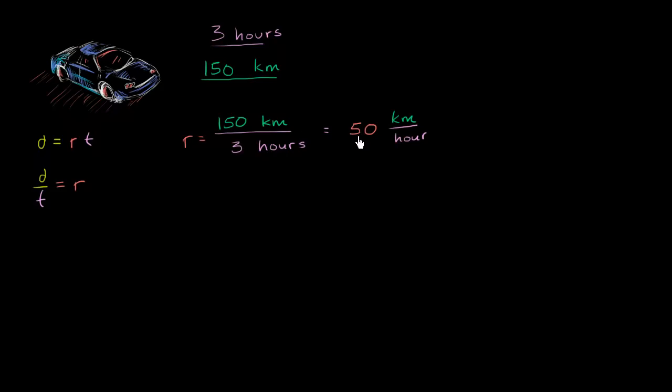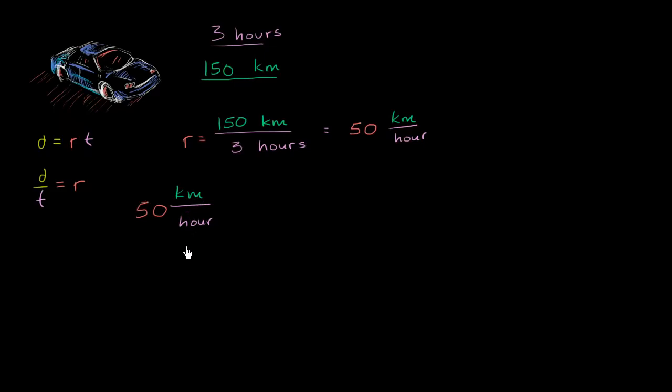Let's think about other ways that we could represent that. So 50 kilometers per hour. And this is where we're really going to do some dimensional analysis with our units. Let's say we want to express it in terms of kilometers per second. So how could we write 50 kilometers per hour in terms of kilometers per second?